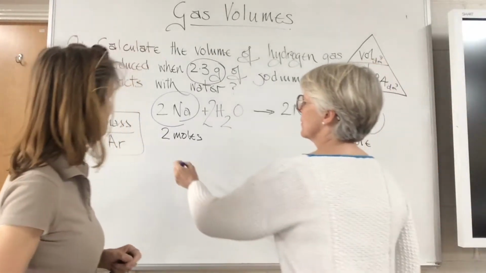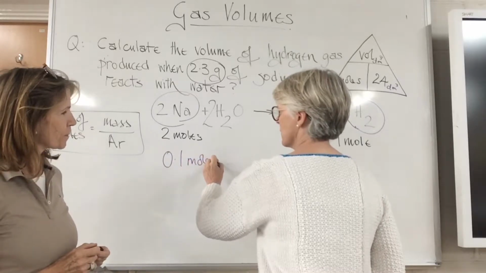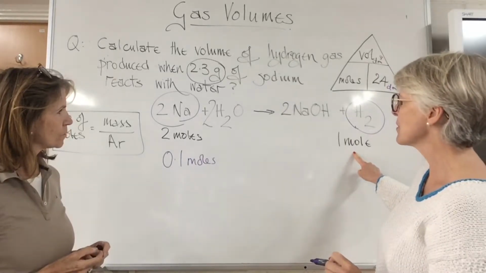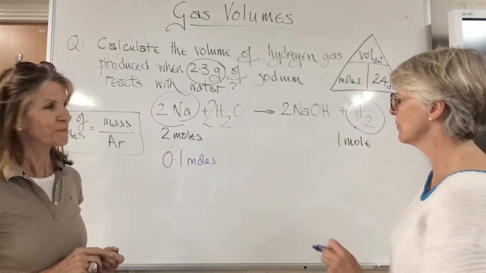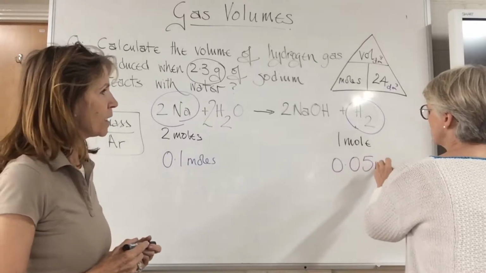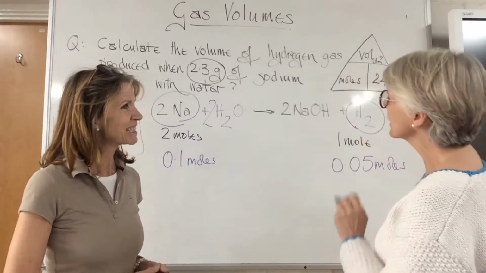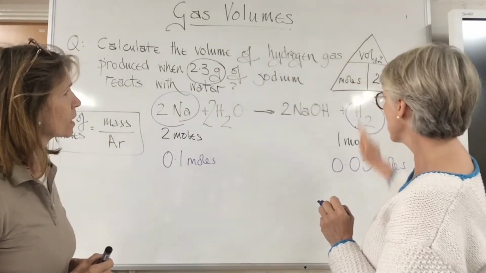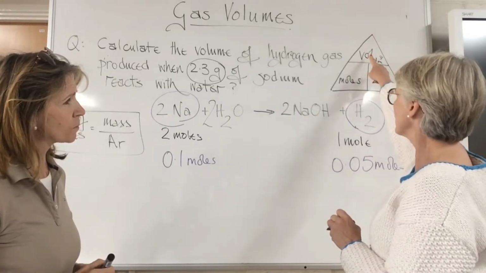So I now know we've got 0.1 moles of sodium, and because the ratio is 2 to 1, we're going to produce half as many moles of hydrogen. So half of 0.1 is 0.05 moles. Perfect. Now, Dr. Bourne, does that mean we've answered the question? Not yet. Go back to the question. Calculate the volume of hydrogen gas. So I've got to convert my moles of hydrogen gas into volume, but I can do that.